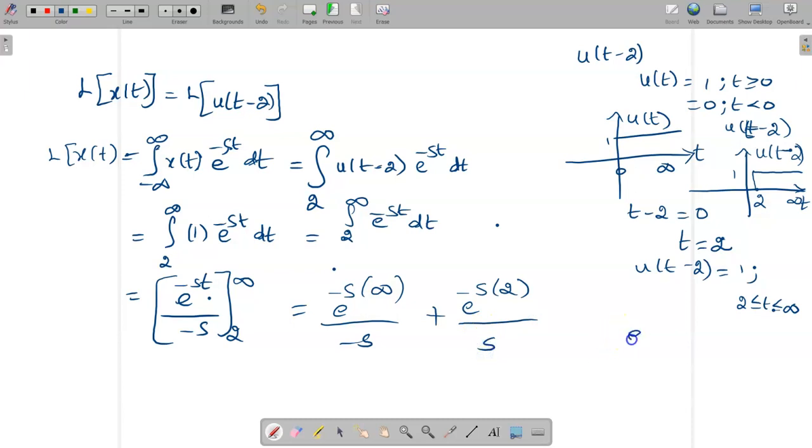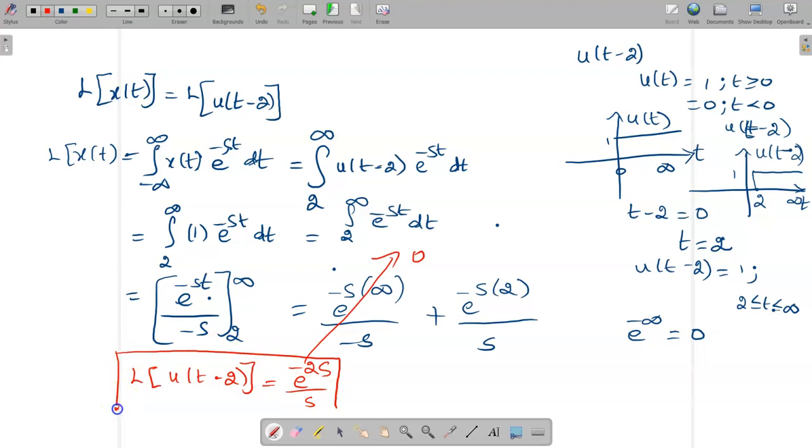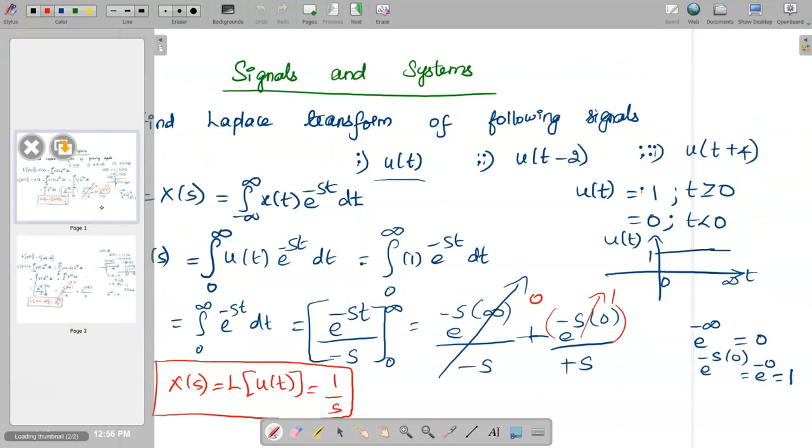So as in the previous problem, e power minus infinity is 0. So this term becomes 0. Only this value exists. So I can write Laplace of u of t minus 2 as e power minus 2s by s. Okay, e power minus 2s by s. So we have one more subdivision problem, u of t plus 4.